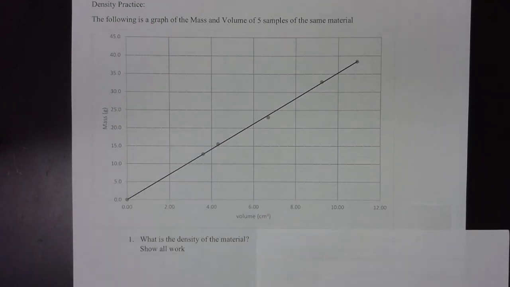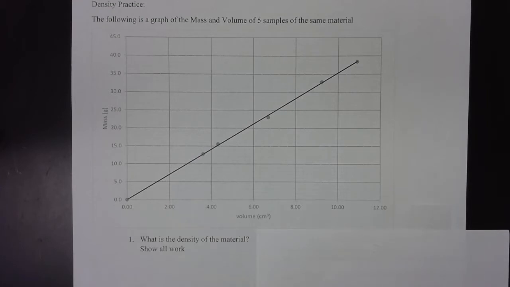Alright, so here's an example of how to do some graph problems with density. This first question has a mass versus volume graph where 5 samples of the same material were measured, and a line of best fit was drawn, and we want to determine the density of this material.